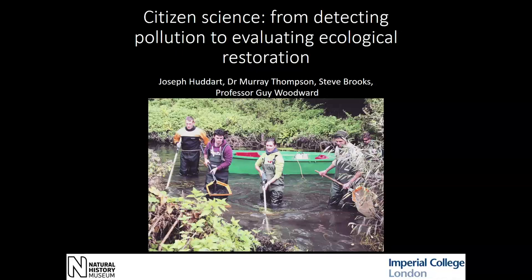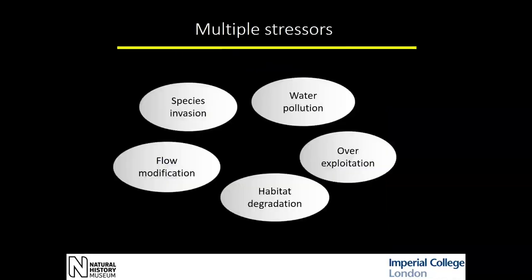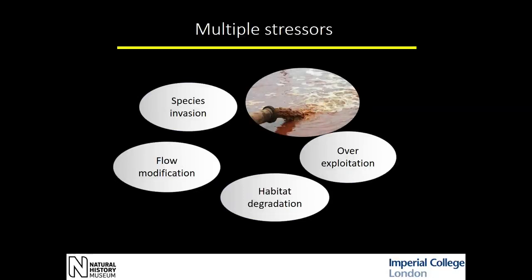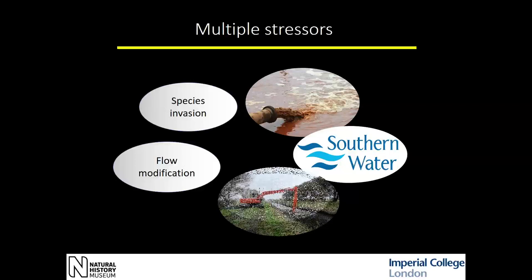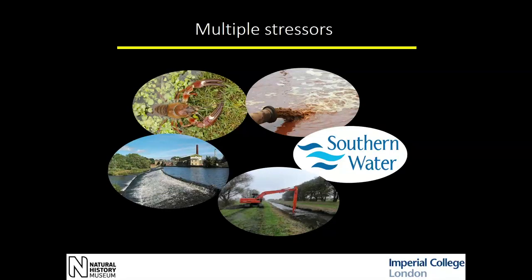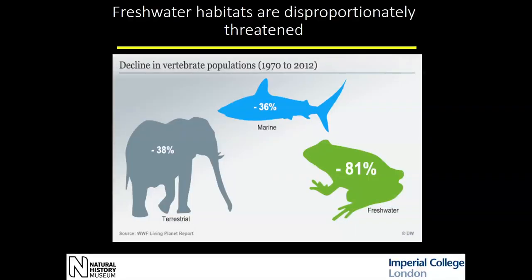So rivers are globally threatened systems. They have five key factors that were identified by David Dudgeon. This has led to them being disproportionately threatened compared to the terrestrial and marine. The species they support are very threatened compared to their marine and terrestrial counterparts.